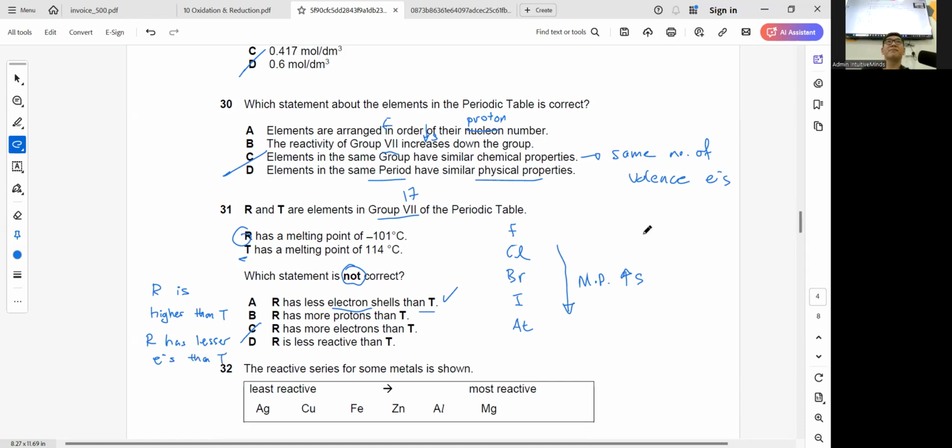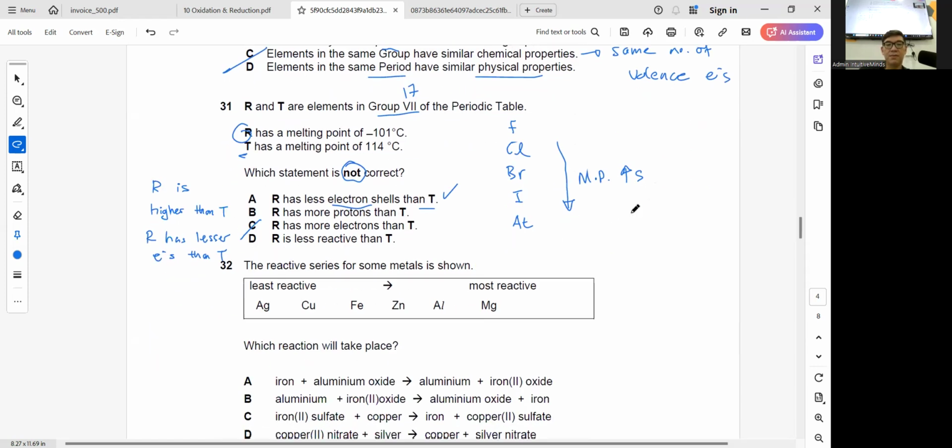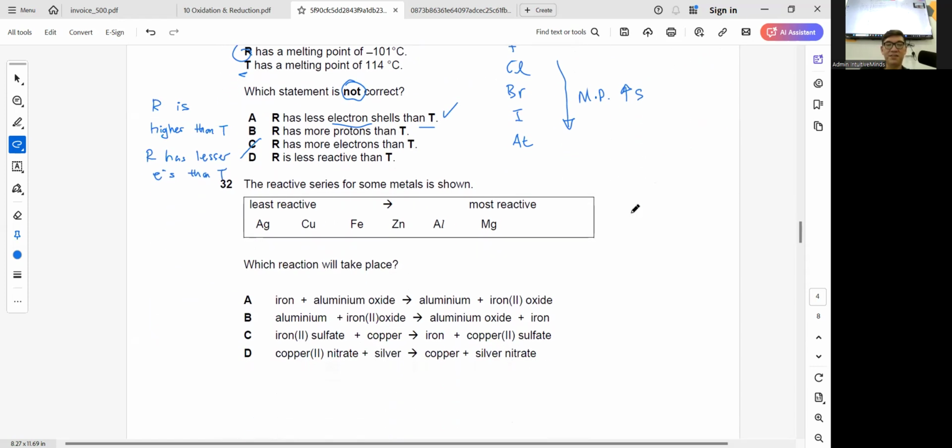All right. Moving forward. They give you this, so nice, most reactive, least reactive. If you're in pure chem, you have to memorize everything.